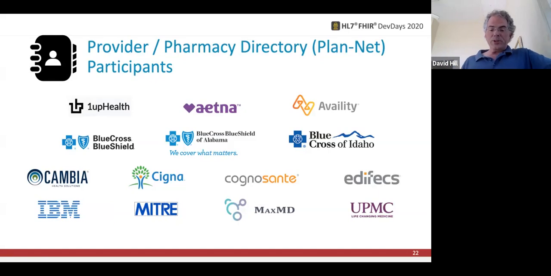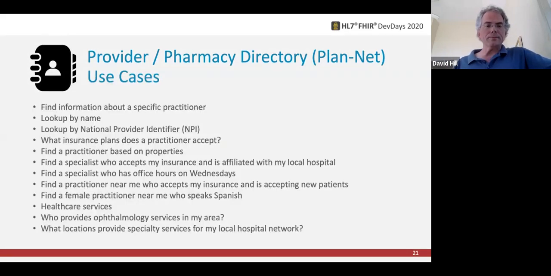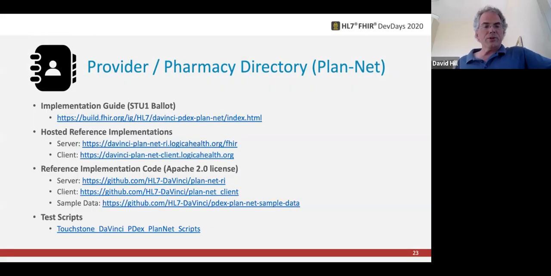The number of participants is large as well for this. And again, just like the others, there's an implementation guide. This is an STU1 ballot. There's a hosted reference implementation, which I'll show you in a minute, for both server and client. The reference implementation code is all available on GitHub. It's all open source with an Apache 2 license. And there are test scripts as well, the Aegis test scripts, to validate not only your implementation, but also the reference implementation.